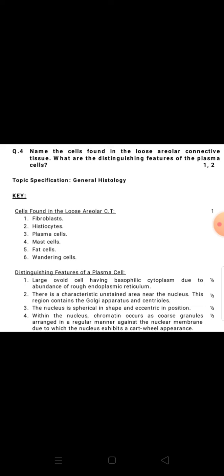What are the distinguishing features of plasma cells? There are 4 distinguishing features of the plasma cell. Number 1, a large ovoid cell having basophilic cytoplasm due to abundance of rough endoplasmic reticulum. The second distinguishing feature of the plasma cell is a characteristic unstained area near the nucleus. This region contains the Golgi apparatus and centrioles.